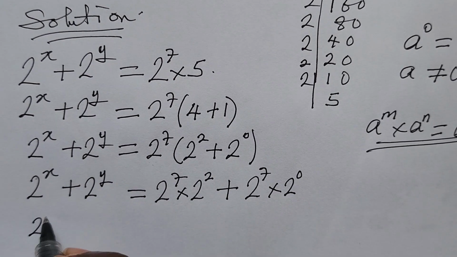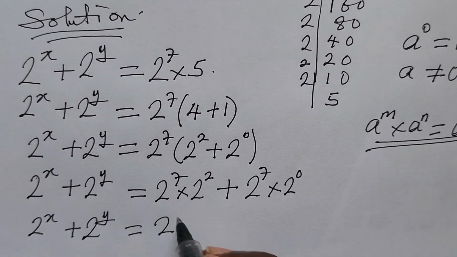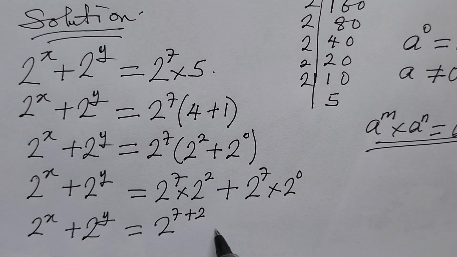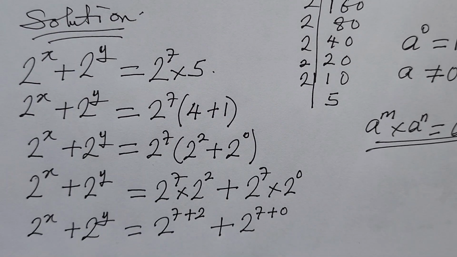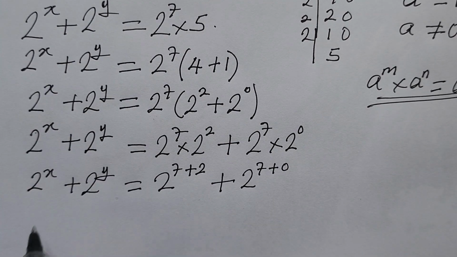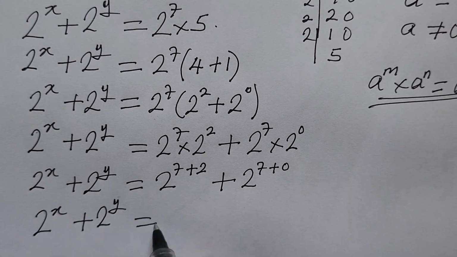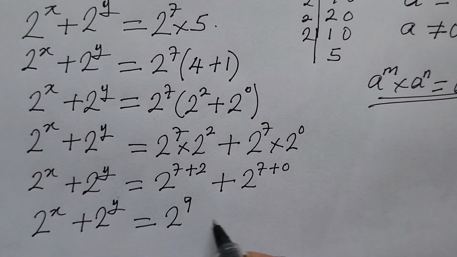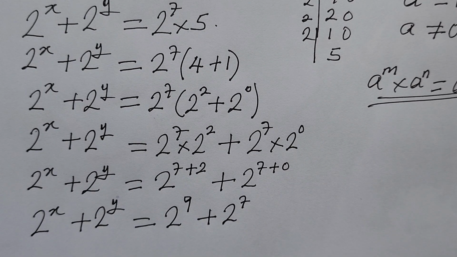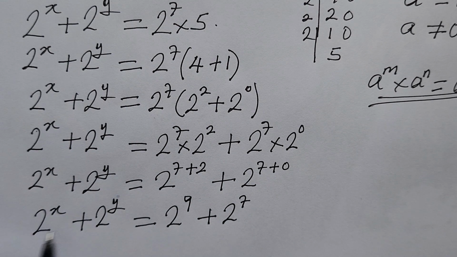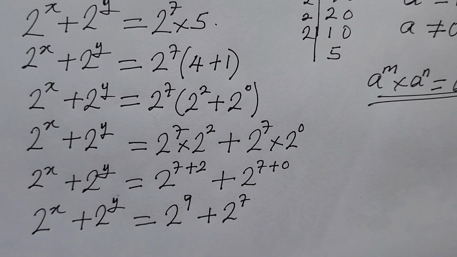So from here, we can now rewrite this. This will now give us 2 to the power of x plus 2 to the power of y. This is equal to 2 to the power of 7 plus 2, plus 2 to the power of 7 plus 0. So we can easily add the exponents together. So we have 2 to the power of x plus 2 to the power of y equal to 2 to the power of 9 plus 2 to the power of 7. Here we've achieved what we want to achieve now. So we now have this to the x, this to y, and this to 9, this to 7.